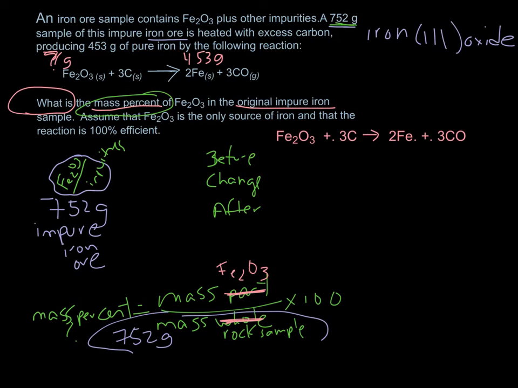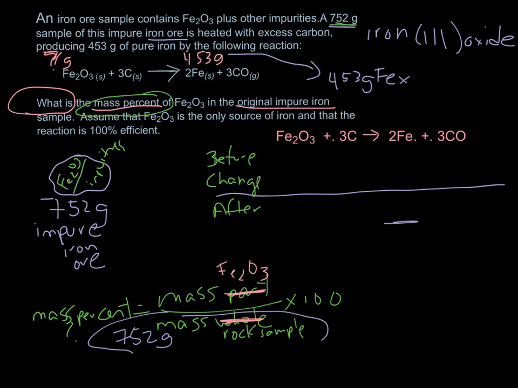Okay, so I've created a BCA table: before, change, after. I retyped the equation. Ignore these little periods, I don't know why they come in here. I typed it so it would be more legible in my scribbles. So I know that at the end of the reaction, which would be after, I'm going to have a certain number of moles of iron. And I can figure that out because I know I'm going to have 453 grams at the end of the reaction. So 453 grams of pure iron.